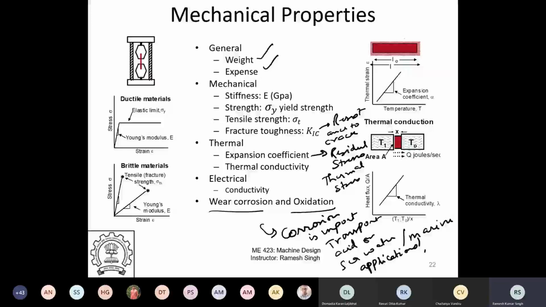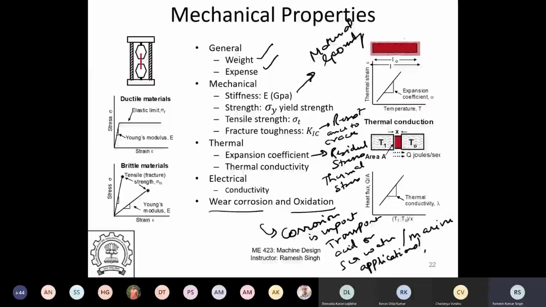Then the mechanical properties are very important. There's something called stiffness. What do you mean by stiffness? How do you characterize stiffness? Stiffness basically means if I am applying load, it should not deflect. Now there are two ways to accomplish this stiffness. I either choose a material with very high modulus of elasticity, or B, I can make it really fat. So it can be either a material property or geometry.